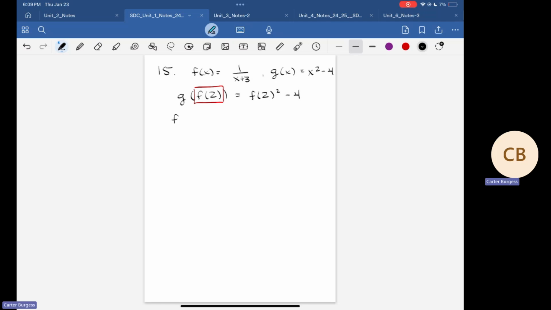What is f of 2? Well, we can figure that out. f of 2, everywhere I see an x, replace it with a 2 in f. 1 over 2 plus 3 is going to be 1 over 5. And so g of f of 2 is going to be (1/5) squared minus 4, which you can leave like that. That's totally fine. It works out to be negative 3.96 or negative 99 over 25, something like that.